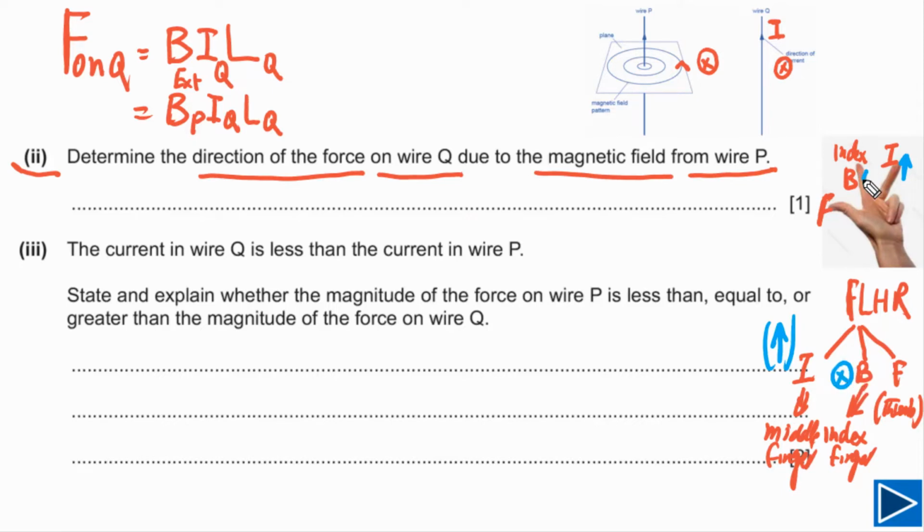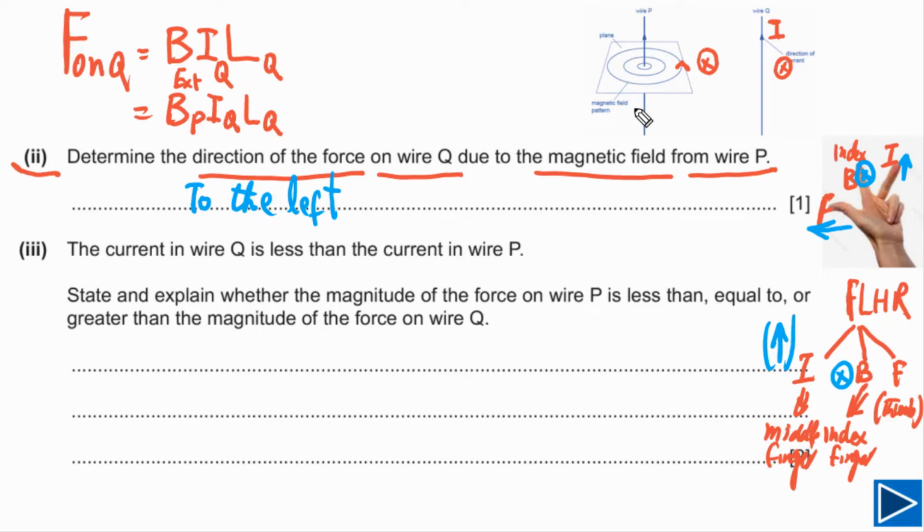So as you can see, this finger is pointing into the plane of the page. So this is the direction of force. The force is to the left. So simply we have to write down here, force on Q is to the left. This is what we have to write down for the second part.